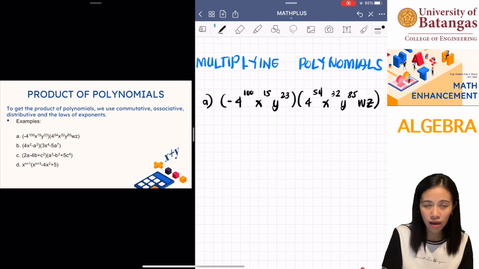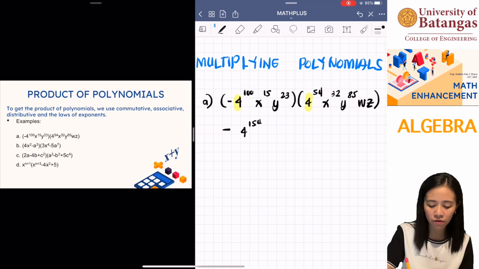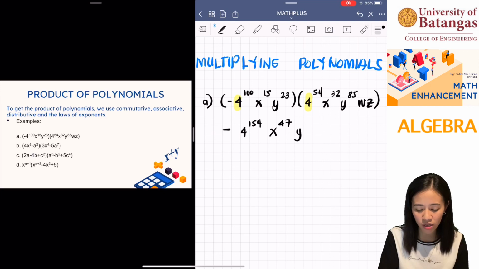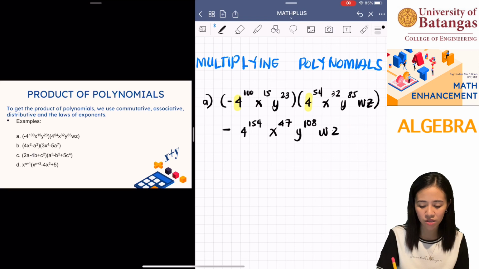Okay. So, I have here negative pa rin. Remember what I told you about PEMDAS. So, hindi siya mawawala dyan. Okay. So, I have 4 raised to 100, and 4 raised to 54. So, I'll copy 4, and that would be raised to 154 if I add their exponents. And then, you have x raised to 15 plus 32, so that's 47. And then you have y raised to 23 and 85, so that would be 108. And then I have w and then z. So, this will be my answer.